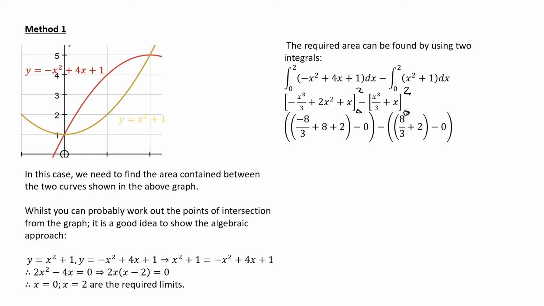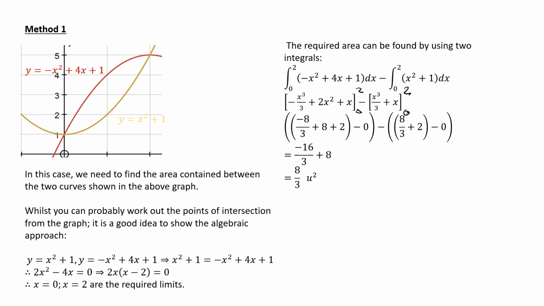So putting these in: minus 8 over 3 plus 8 plus 2 minus 0, minus, 8 over 3 plus 2 minus 0, which obviously the 2's disappear. I've got minus 8 over 3 plus 8 minus 8 over 3, which is minus 16 over 3 plus 8. And 8, of course, is 24 over 3, so therefore 24 over 3 minus 16 over 3 is 8 over 3 square units. And you don't have to put units squared in. I just have done.